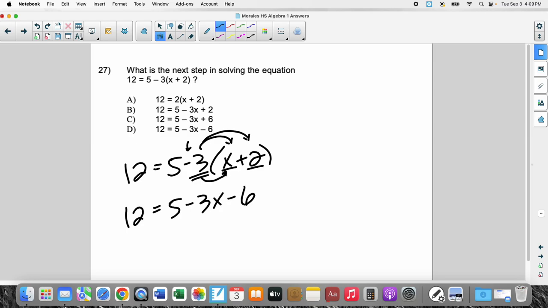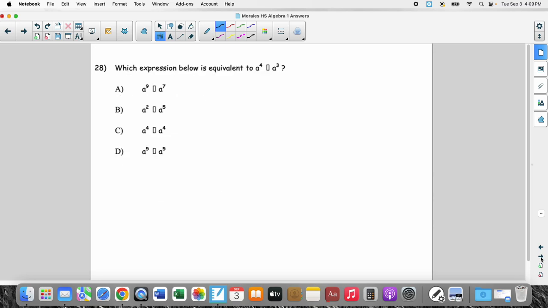Negative 3 times x is negative 3x. Negative 3 times 2 is negative 6. So we're going to get D again. Finally, D has been so underrepresented here.